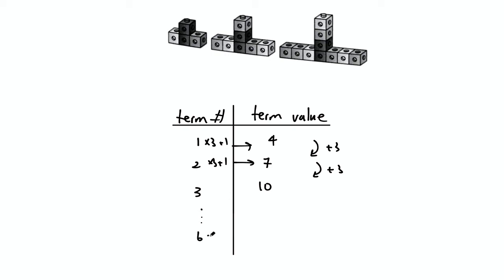So this could be the pattern that gives out this value here. So that means for term 6, we have 6 times 3 plus 1. 6 times 3 is 18, plus 1 is 19.